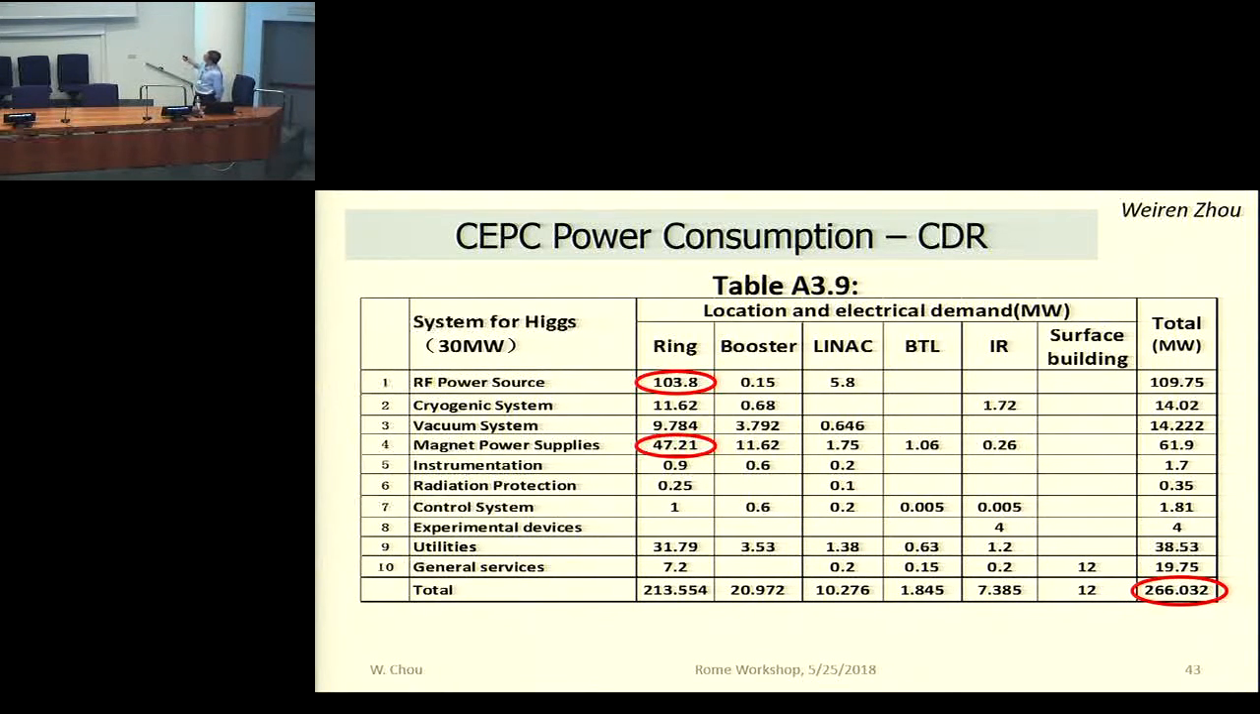For the CEPC power consumption, this is presented by Wade and Zhou. The CEPC power consumption calculation is about 266 megawatt by CDR. So the wall plug efficiency is very high, 23%. And up to now in the world, such a machine cannot get such high efficiency; the wall plug efficiency seems to be less than 20%.